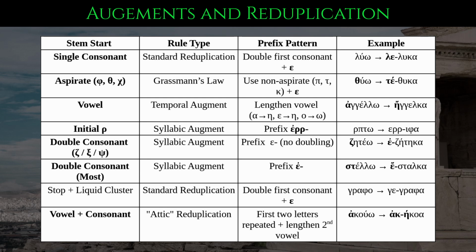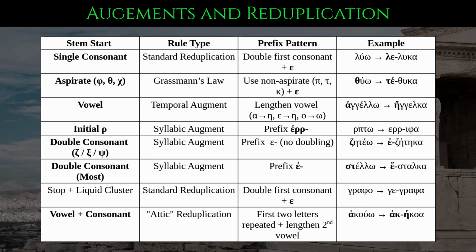It means indicative, subjunctive, optative, and imperative. A very rare imperative form, the perfect imperative. So, much like in the previous lesson, here is a table that looks rather complicated, but don't worry, we will go through this step by step. Starting on the left, we have the stem start, that means the verb stem. Then we have the rule type, followed by the prefix pattern, and lastly, an example for illustration.